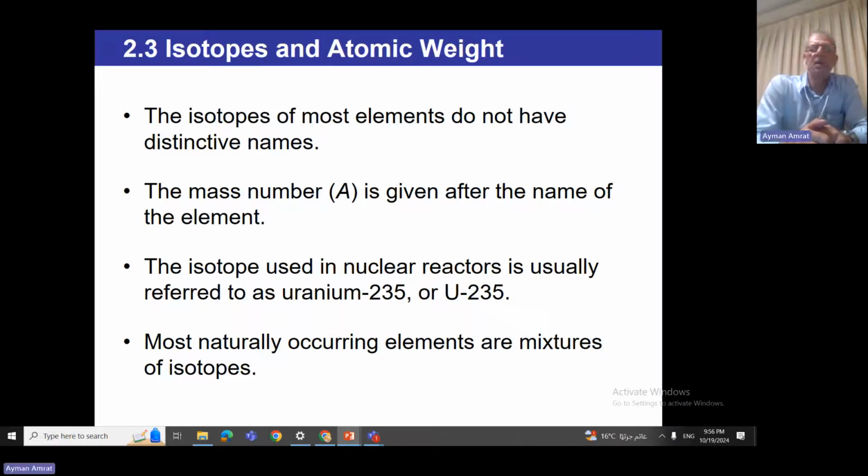Most naturally occurring elements are a mixture of isotopes. The uranium in nature is a mixture of uranium 235 and 238. Uranium 235 is radioactive, while uranium 238 is not. And radioactive uranium 235 is used in nuclear reactors and in the manufacture of nuclear weapons.